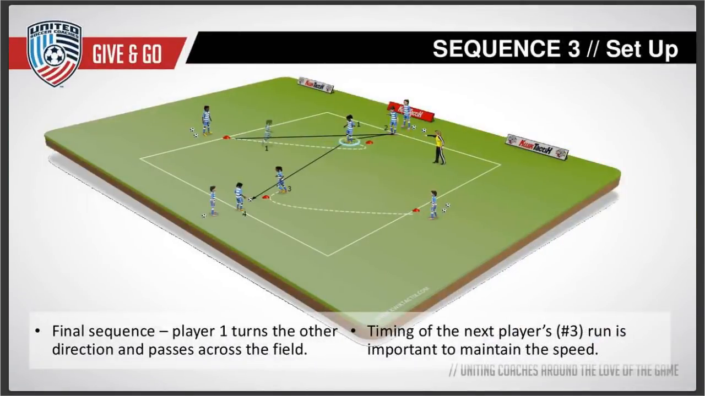And then finally, the third sequence, very similar to the second sequence, but instead of turning inwards, player one actually turns away in the direction that they just came and receives the ball on the left foot and plays the ball across with the right foot. But everything else remains equal.